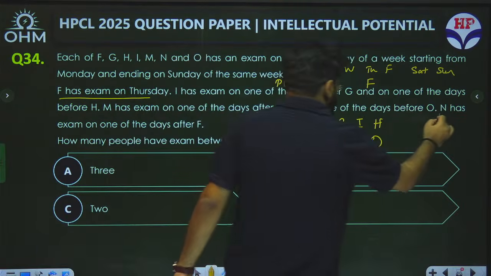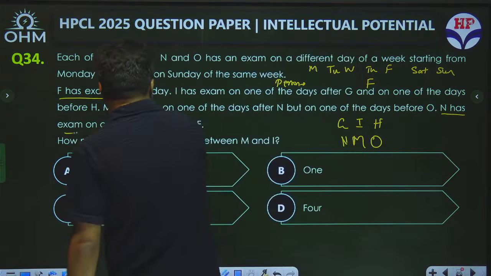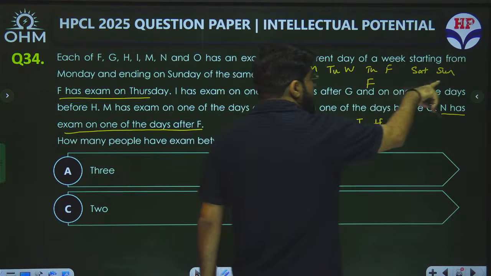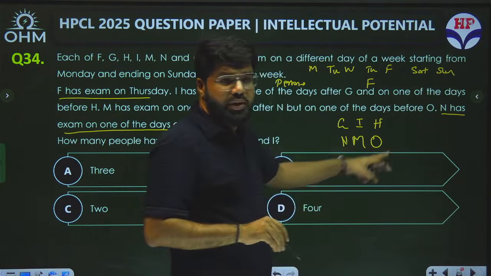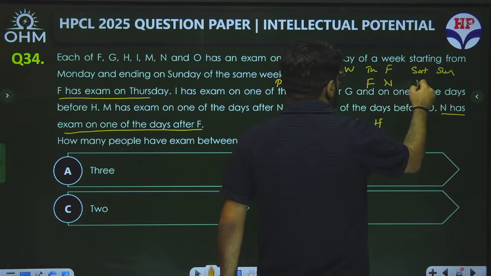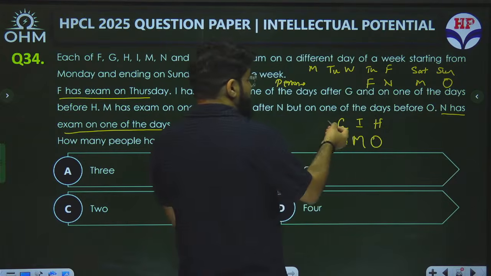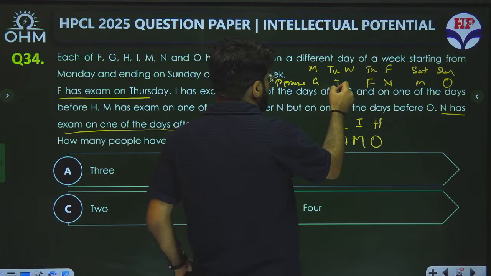Now, they are telling that N has an exam on one of the days after F. This is F, so N has to be here. But NMO is a sequence, so N can only be here. N, M, O, then only the sequence will complete. And then only 3 positions are left, so that is G, I, H.